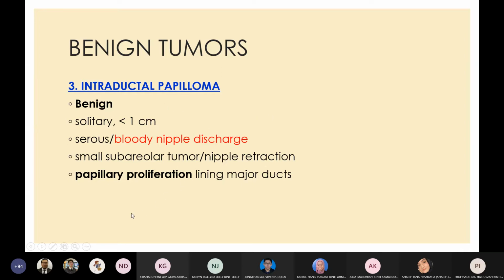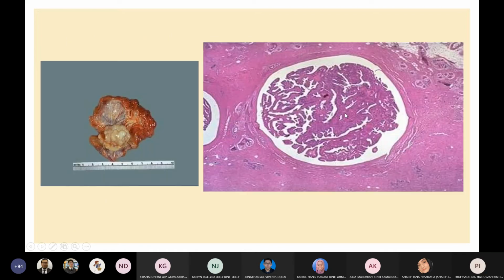But histologically, this is what we see, just a proliferation of cells forming papillary structures. Okay, from the pathology point of view, it's a challenge to us because intraductal papillary carcinoma can look similar. So for your sake, at your level, I think you just need to know that this is mostly a benign tumor, benign intraductal papilloma.